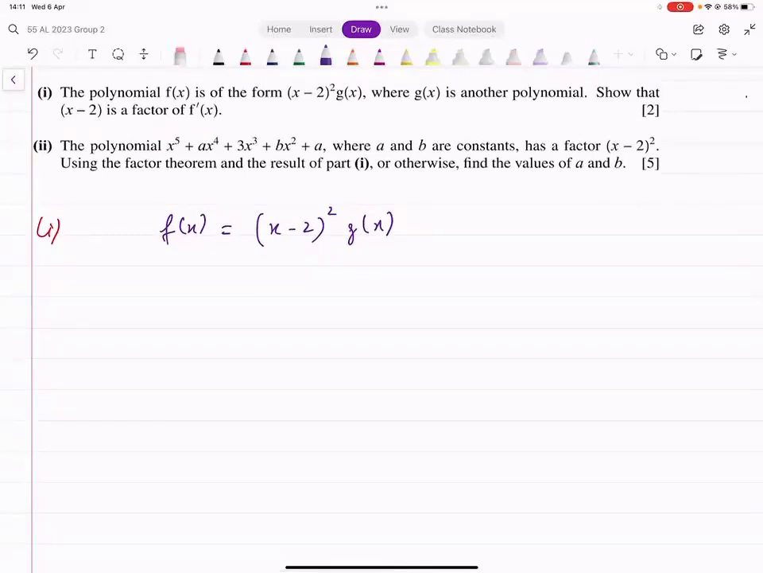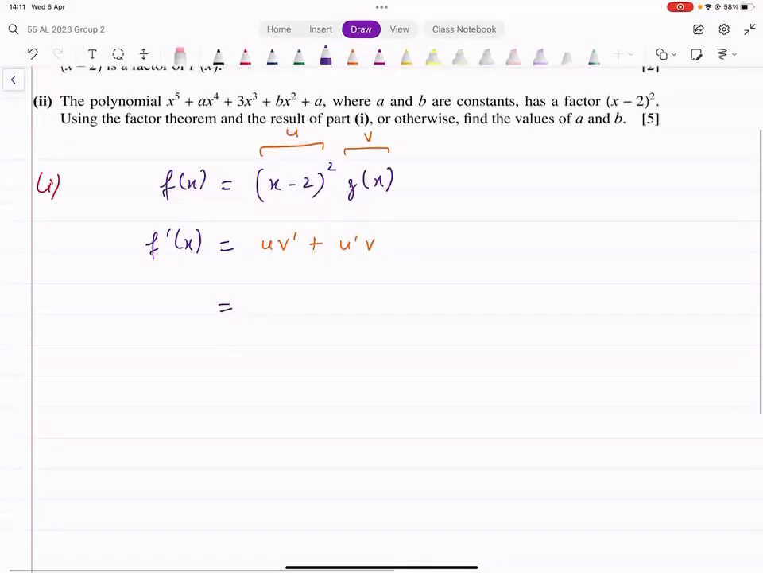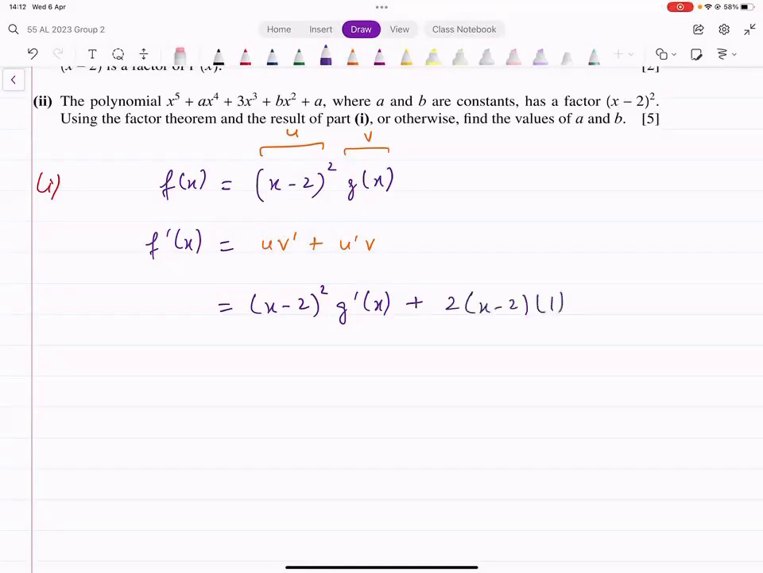F of x का derivative क्या होगा? It's a product. We've got u into v. Derivative is uv dash plus u dash v. U as it is x minus 2 whole square into the derivative of v, g of x का derivative g dash of x. Okay. Plus u का derivative, which is 2 into x minus 2 into 1. And then v as it is g of x आपके पास वैसे आ.